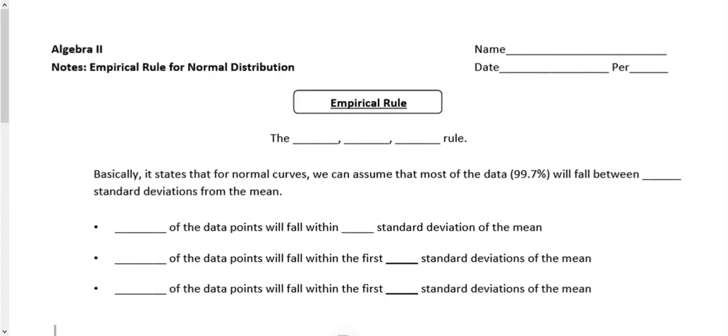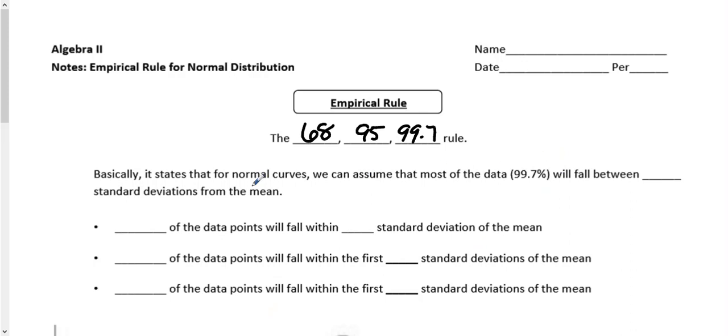The empirical rule in Algebra 2. The empirical rule is also known as the 68, 95, 99.7 rule. This is usually what we refer to it as in Algebra 2, but it is the same thing as the empirical rule.